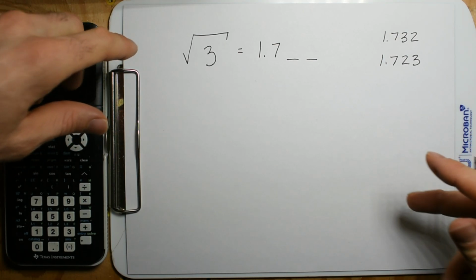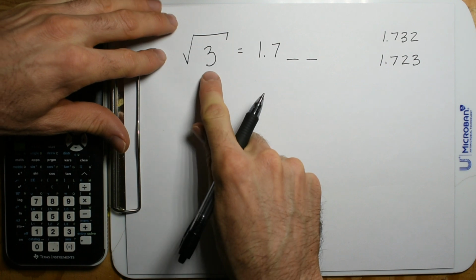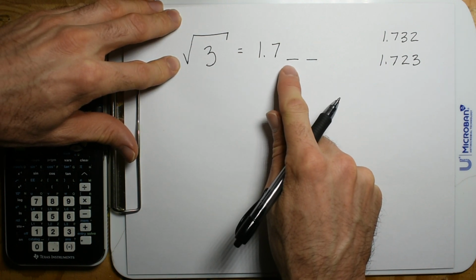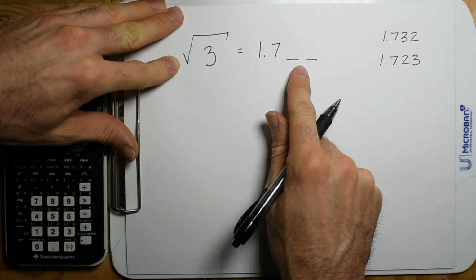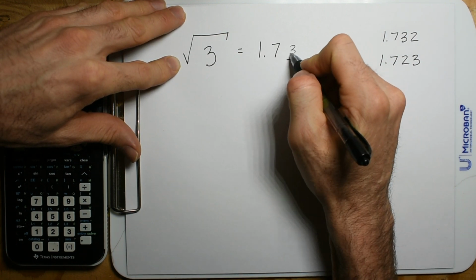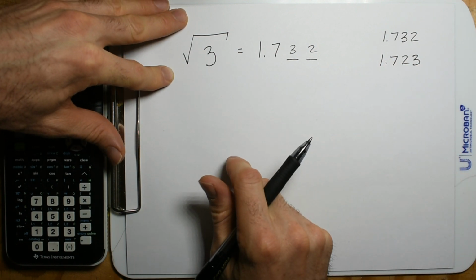Alright, hell yeah. Today we're going to multiply two different ways. So I came across the square root of 3 today, and I forgot. I usually memorize these to 3 decimal places. So I knew it was 1.7. I just didn't know if it was 1.732 or 1.723. So that's what we were going to explore.